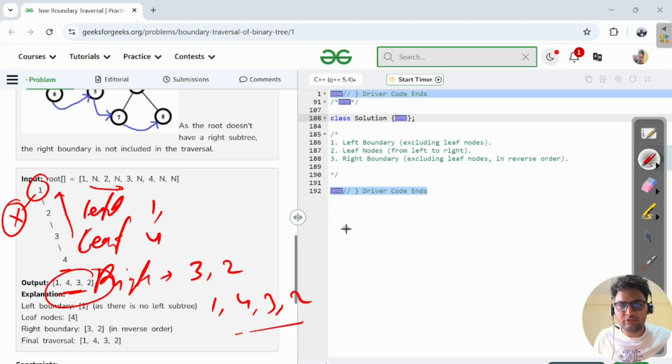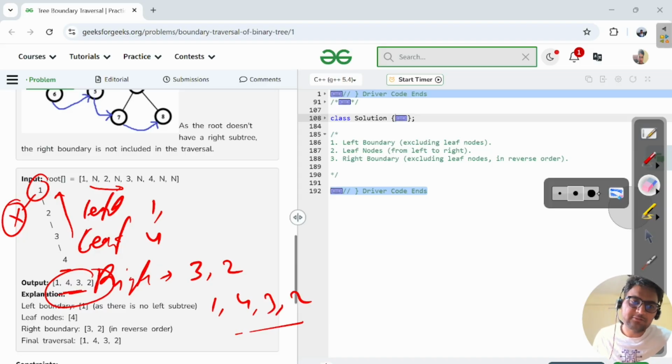Correct? So I hope you are getting it. If left is not there, then you have to consider the root itself as the left boundary, and if the right node is not there, then there is no right boundary. Basically, root would be considered as right only, but root itself got included as part of the left boundary traversal. So yeah, this is the question. I hope you understood it.